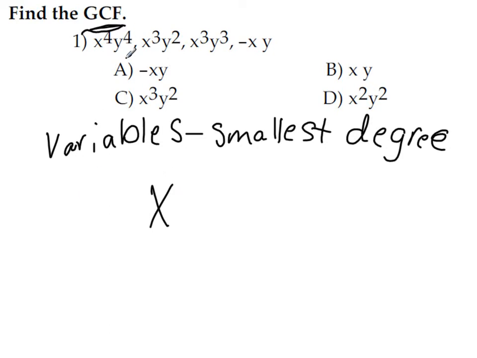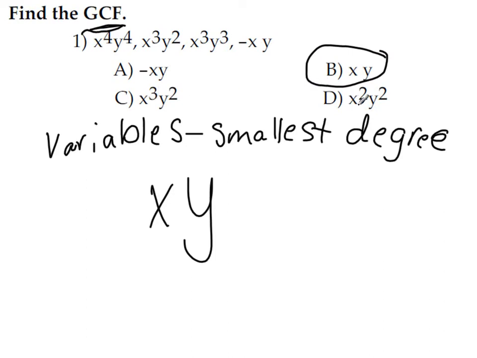Now we'll look at the y's, and we view each variable separately. We have y to the fourth, y squared, y cubed, and y. Y is the smallest degree. Now you might be thinking, well, what about that negative? Well, everyone has to have it in them in order for us to have it as a GCF. There's no negative here, no negative here, no negative here, and one negative here. Since everyone doesn't have a negative, the negative is not part of the GCF. So our correct answer here is B.